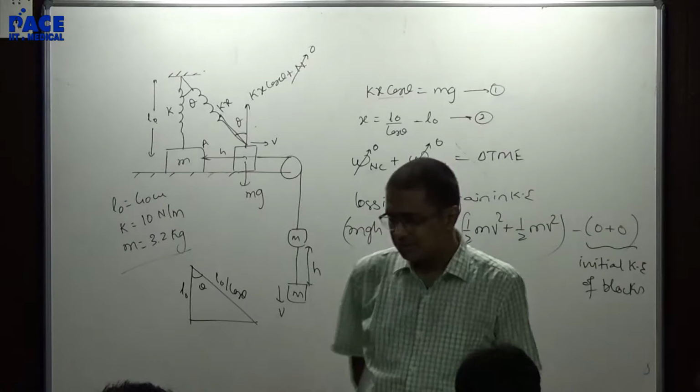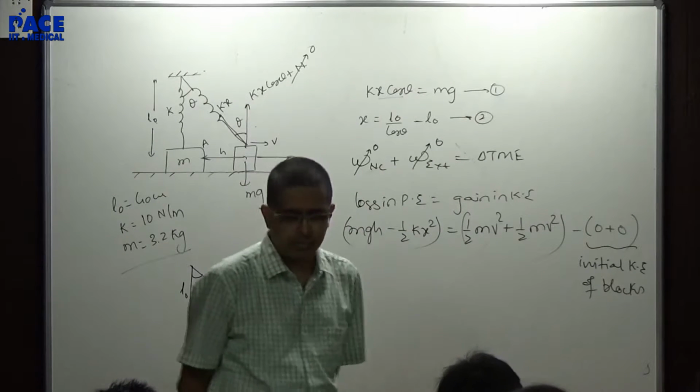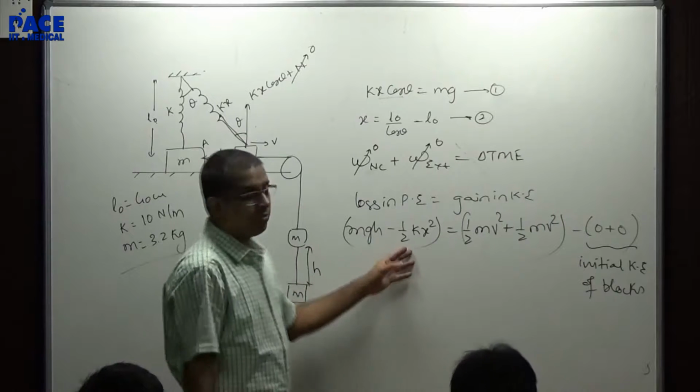Sir, I didn't understand that equation. Can you please explain it again? mgh minus half kx square.